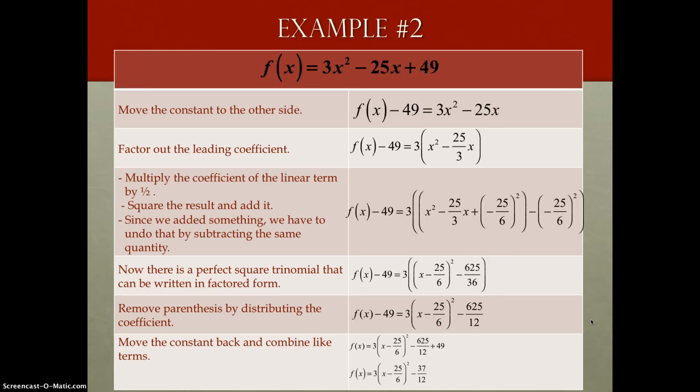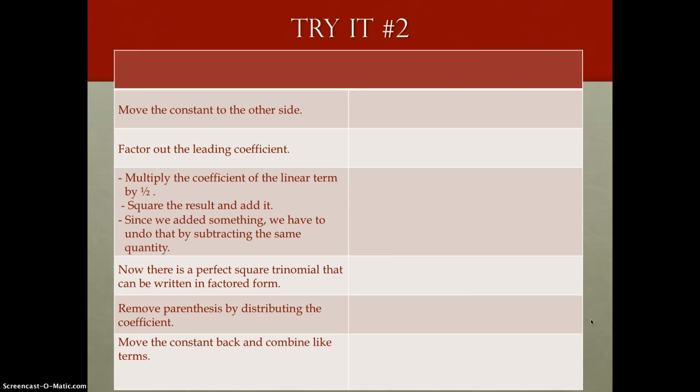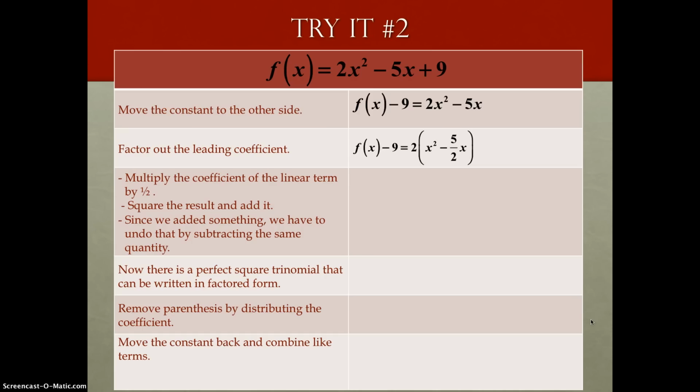Let's do the try it number 2 together. So 2x squared minus 5x plus 9. First step, subtract 9 from both sides. Second step, factor out the leading coefficient of 2. Again, this time 5 is not divisible by 2, so we get 5/2 when we do that.